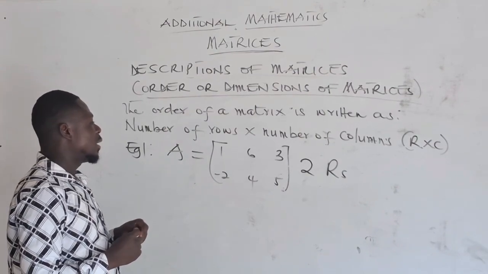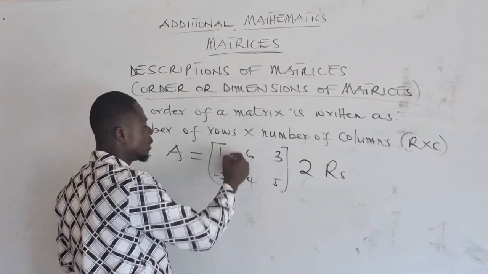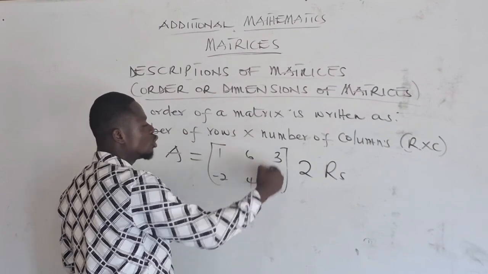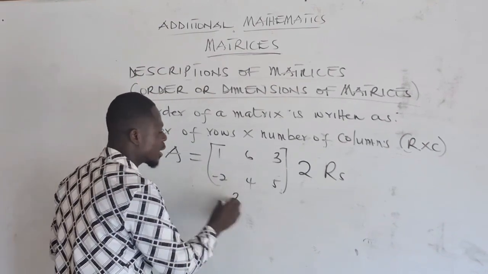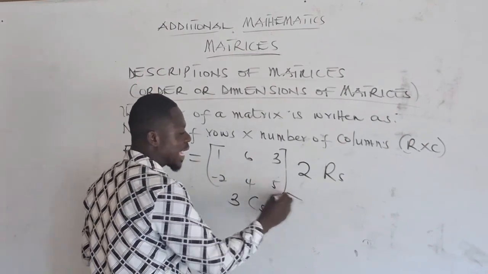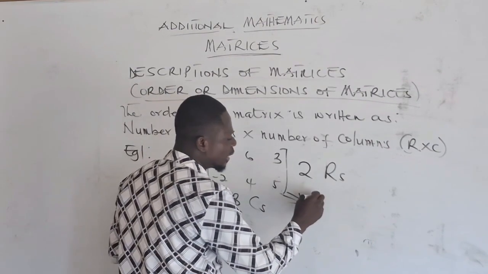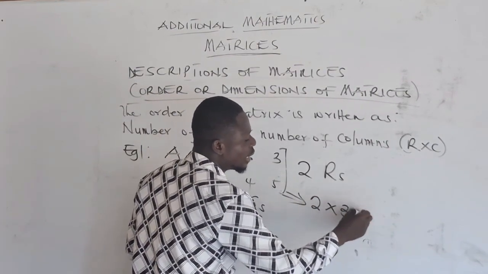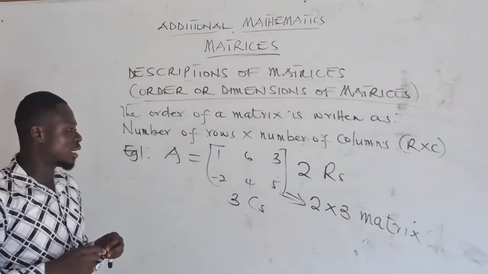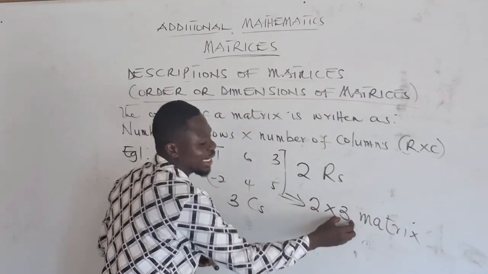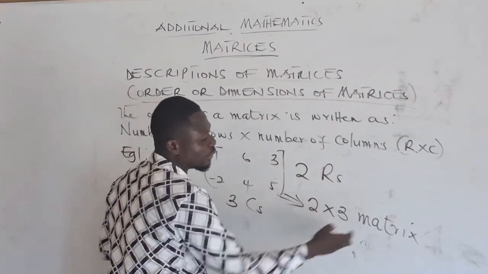And then when we take our columns, we have the first column, column 1, column 2, column 3. So we have 3 columns here. By what we've seen, we can say that this is a 2 by 3 matrix. Number of rows by number of columns: 2 rows, 3 columns. So we have a 2 by 3 matrix.